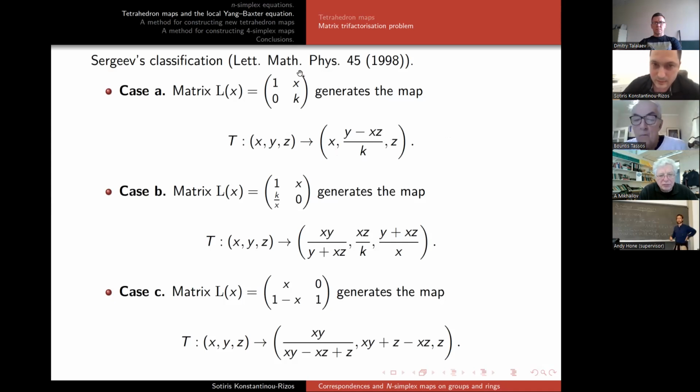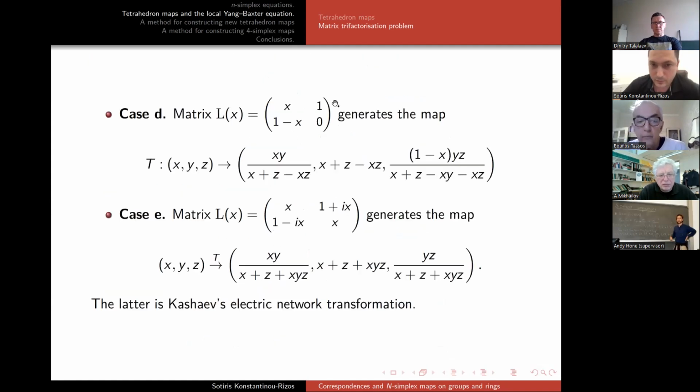So that's the first matrix, that's the second case, that's the third case, fourth case, fifth case. The fifth case actually gives rise to Kashaev's electric network transformation, which I wrote a little bit earlier. There's actually one more case which I missed, which is related to the Ising model, and I should have written it down. So that's Sergeyev's list of maps.